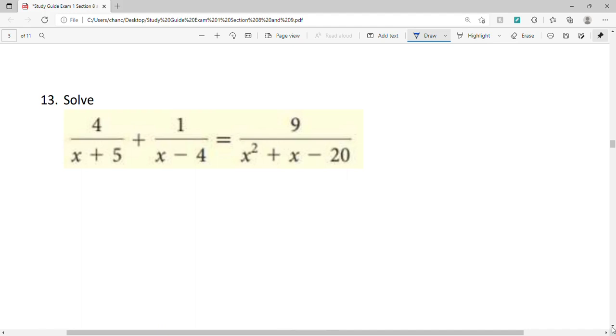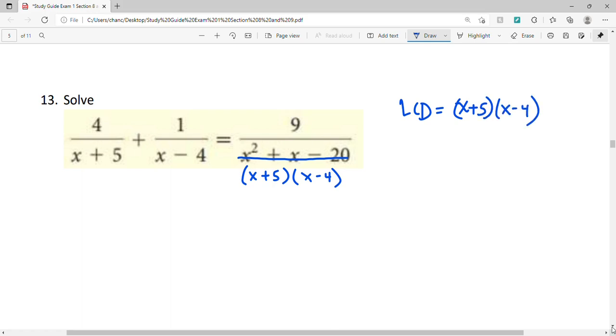In question 13, we'll have to find the LCD. And to do that, we'll have to factor each of the denominators. And you can see that you can factor this denominator as x plus 5 times x minus 4. So that's the very first step, to factor each of the denominators, and then we can build our LCD. Our LCD is x plus 5 and x minus 4. We need all of the pieces of the denominators to simplify this expression.